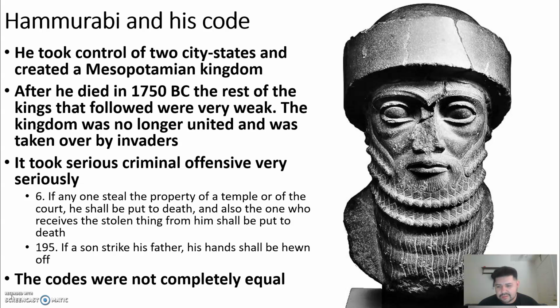I put another one here too, at number 195. If a son strikes his father, his hand shall be sawn off. So whatever hand you hit your parents or grandparents with, that hand is going to go away. But here's a problem with Hammurabi's code. It seems pretty cut and dry, but in reality, it wasn't really equal.